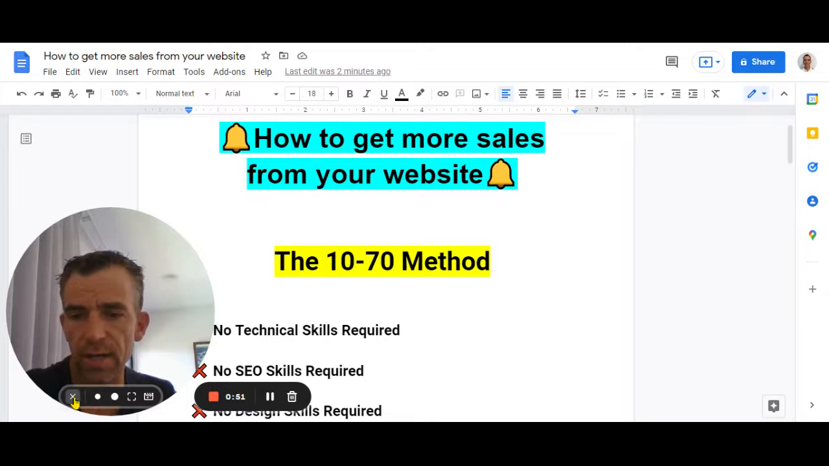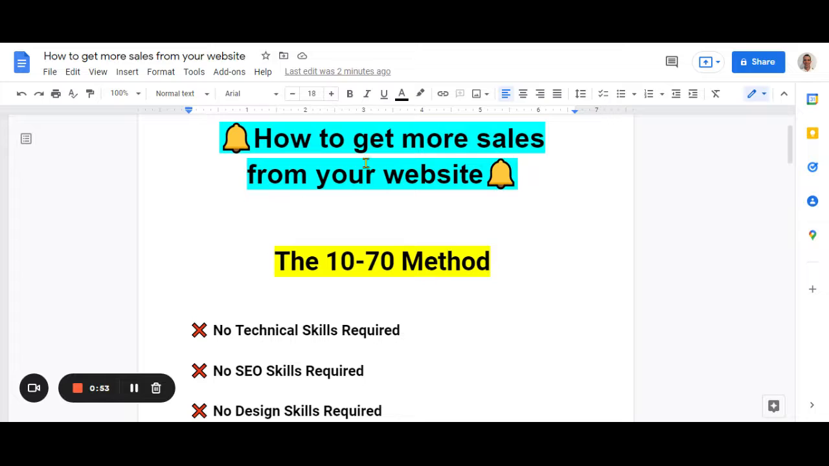I'm just going to shrink my head down so I can see the full screen. So it's called How to Get More Sales from Your Website, the 1070 method. Okay, so the 1070 method obviously is something I've just made up, but I want to use it because it helps me to help you more as a system you can use and you can remember, and you can look at both ends of the age spectrum and how you can connect with those people.